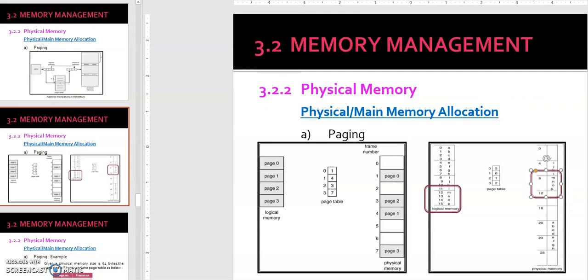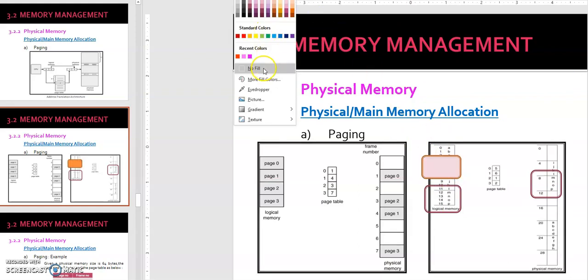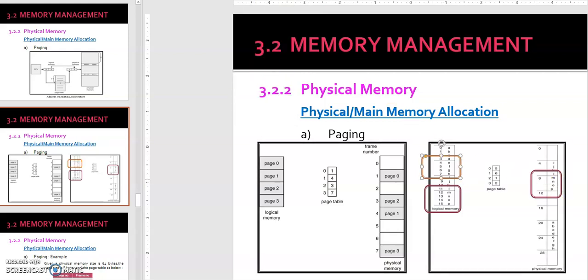Now the operating system says, get me page 1. Where is page 1? Oh, page 1 is here. Let's change the color. Page 1 is here. And where is page 1 located? Page 1 is located at frame number 6. 0, 1, 2, 3, 4, 5, 6.